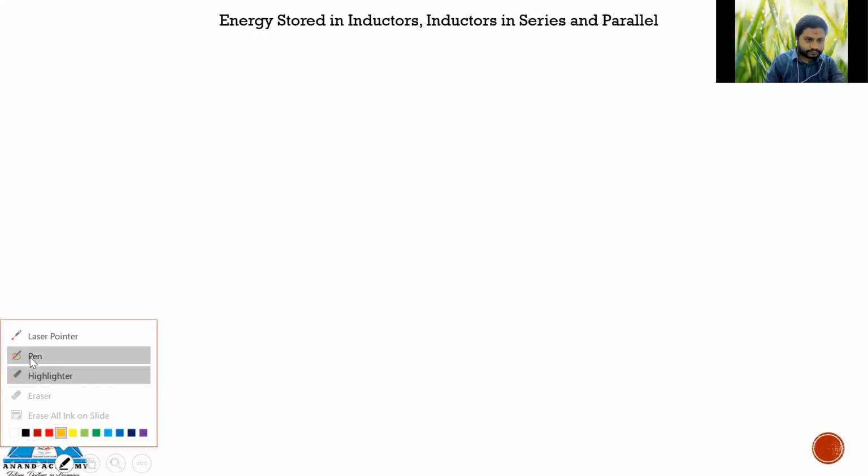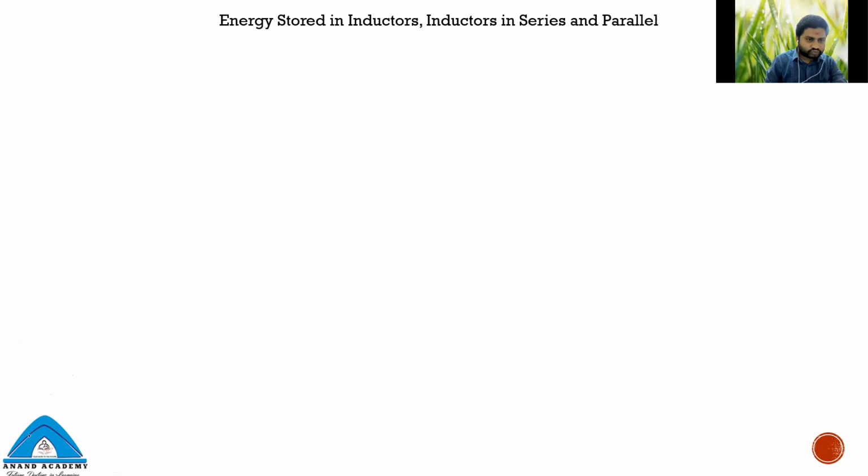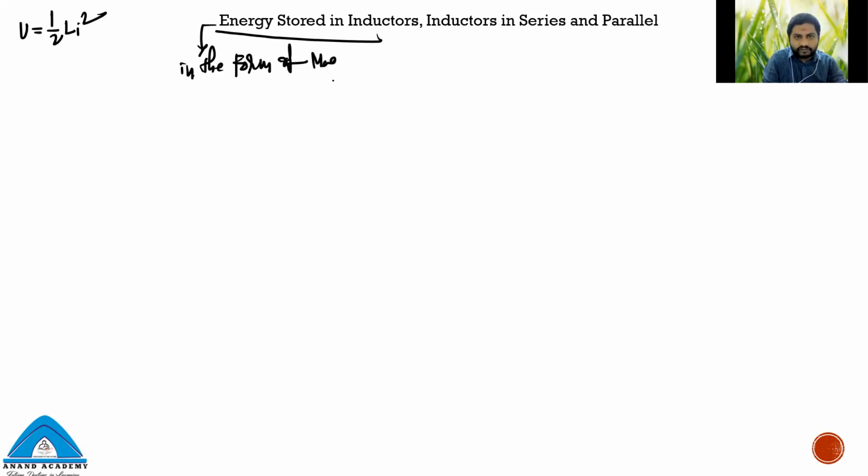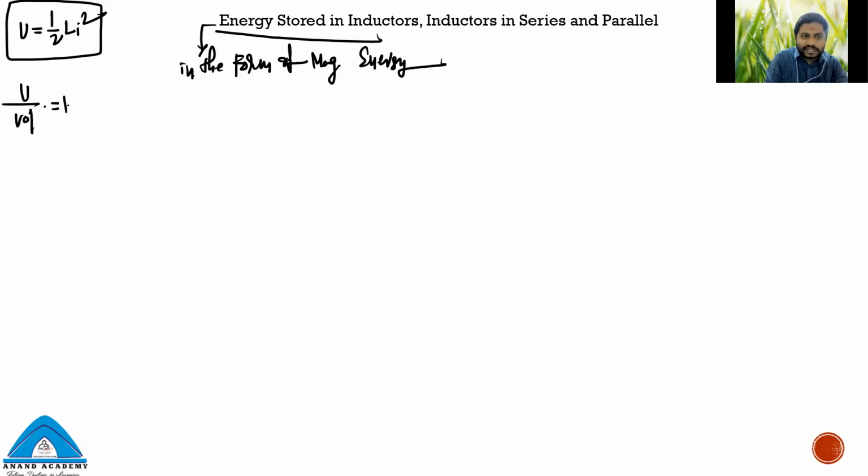Energy stored in the inductor. Students, we know the formula U is equal to half L I square. Generally, energy is stored in the inductor in the form of magnetic energy. So U is equal to 1 by 2 L I square. This energy per unit volume is the magnetic energy density, my dear students.